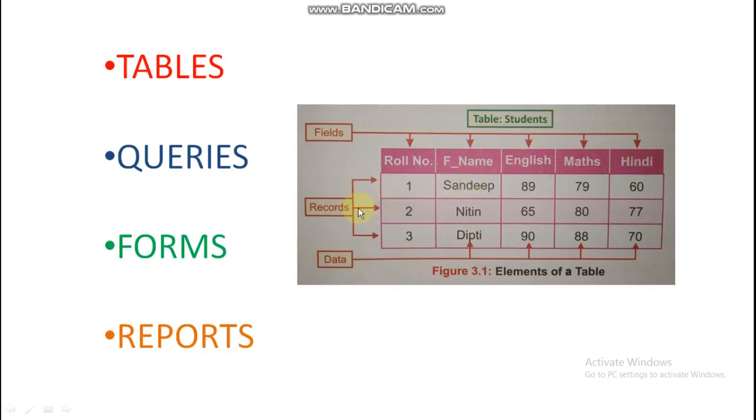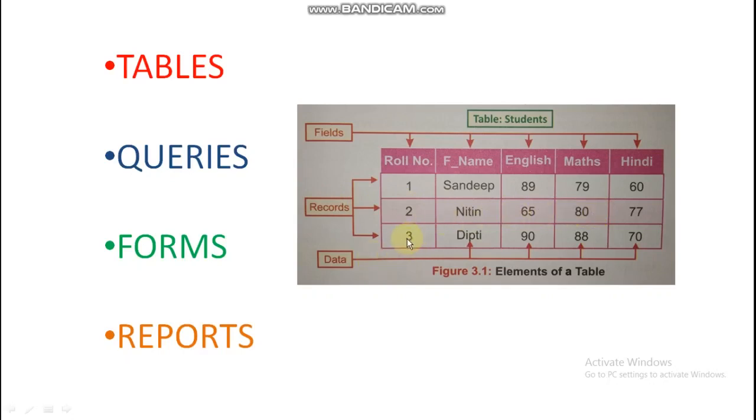The rows of the table are known as records. A record contains the values for all the fields that belong to a single person or an entity. For example, when we enter data of all the fields such as roll number, father's name, English, maths, Hindi marks for a given student, it creates a new row in a table which is called a record.